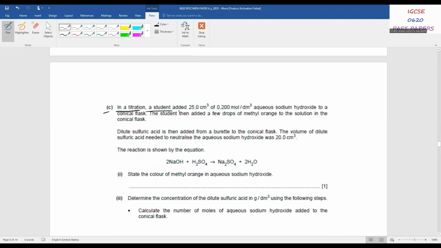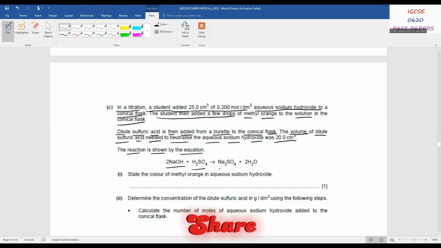In a titration, a student added 25 cm³ of 0.2 mole per dm³ aqueous sodium hydroxide to a conical flask. The student then added a few drops of methyl orange to the solution in the conical flask. Dilute sulfuric acid is then added from a burette to the conical flask. The volume of dilute sulfuric acid needed to neutralize the aqueous sodium hydroxide was 20 cm³. The reaction is shown by the equation 2NaOH + H2SO4 gives Na2SO4 + 2H2O.